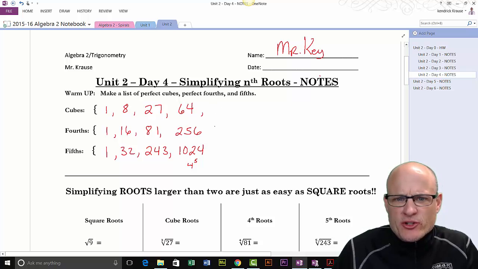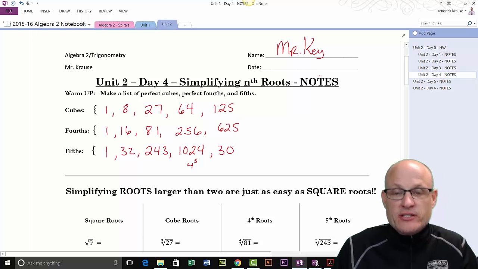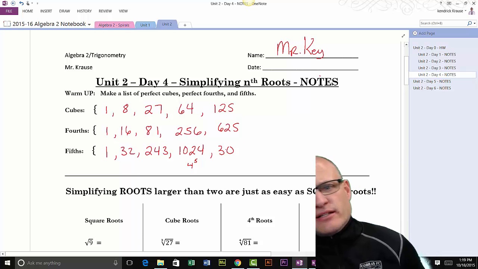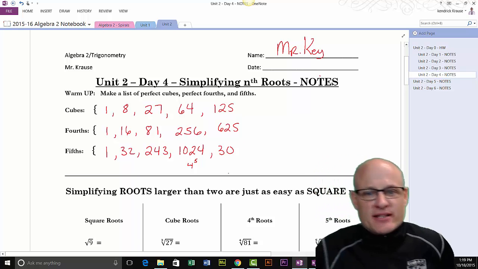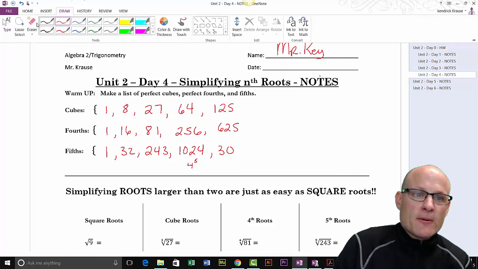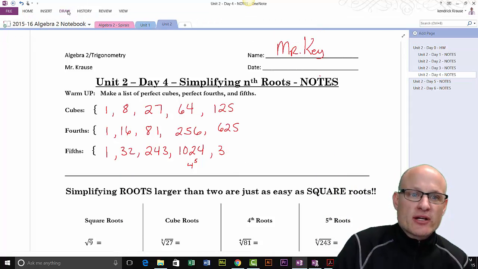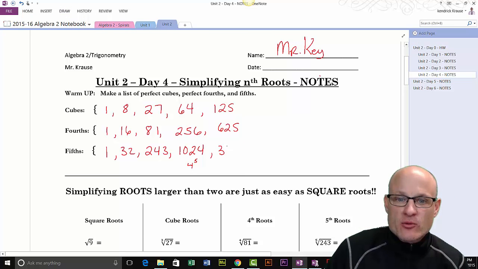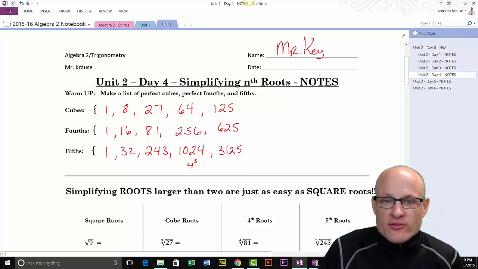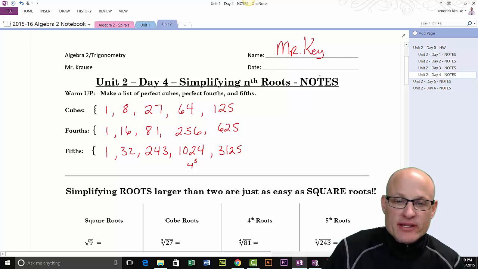And I'll continue with the cubes. Fourths, I'm pretty much done with those two. No, I'll do one more fourth. 5 times 5 times 5 is 125. 5 times 5 times 5 times 5, 4 of them is 625. And I think, just for fun, this is 3125. Probably should check that. Not that important. 600 times 5 is 3,000. Yeah, 3125.